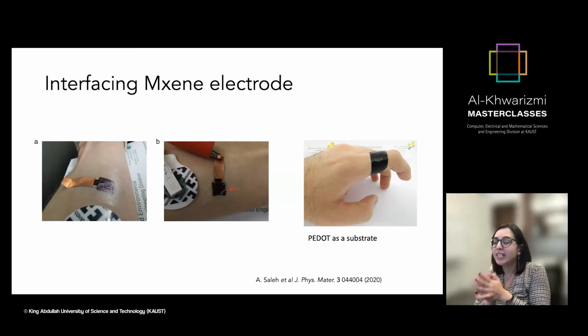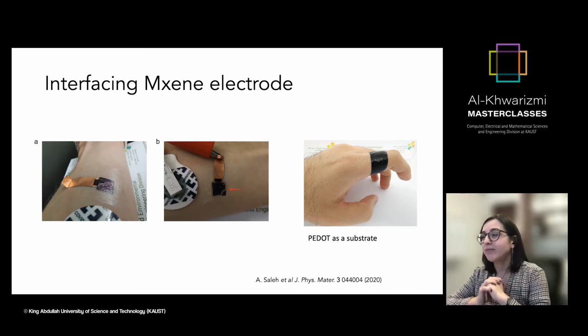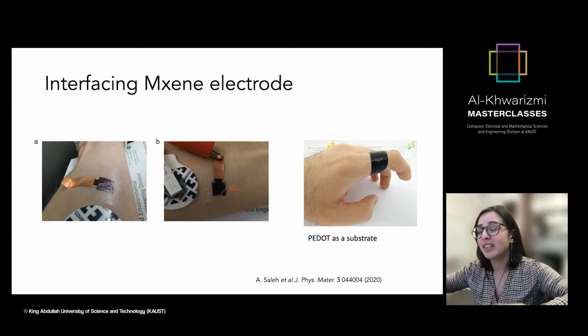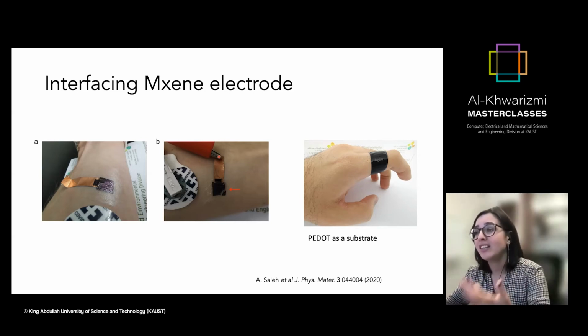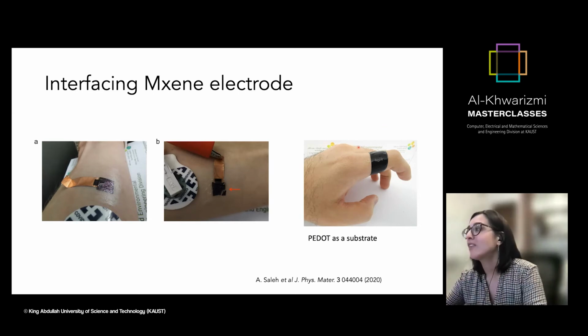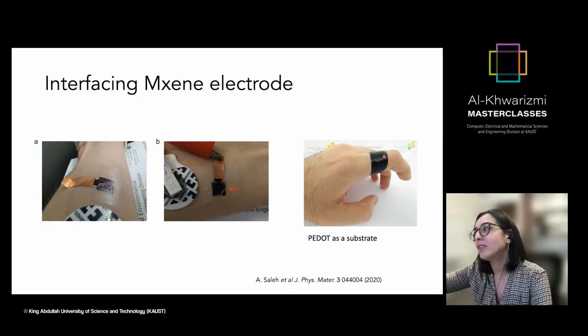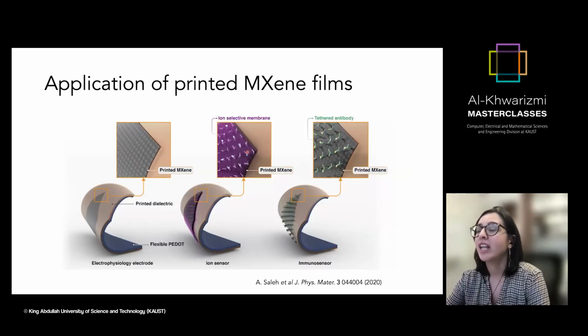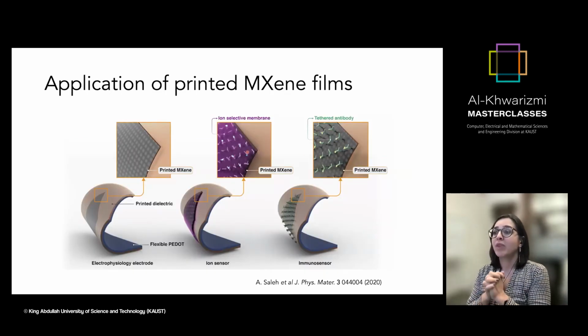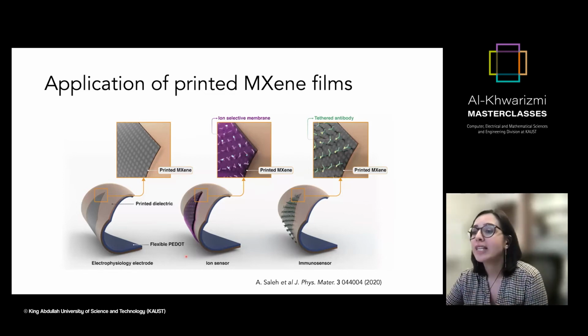But you can do something else. You can print MXene on a PEDOT substrate. PEDOT is a flexible material, it is also self-standing, and there's a formulation for how we can make it self-standing. And now we can put the MXene on one side and basically just wrap the whole PEDOT around the skin. And what do we do with these printed MXene films on flexible PEDOT?